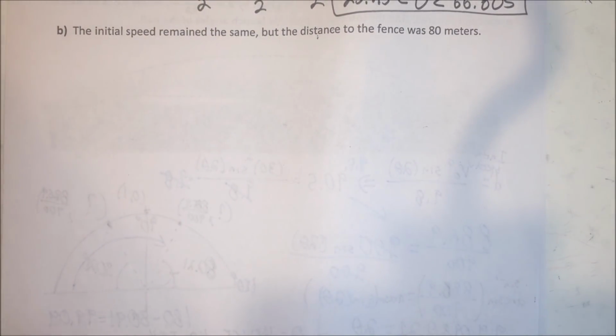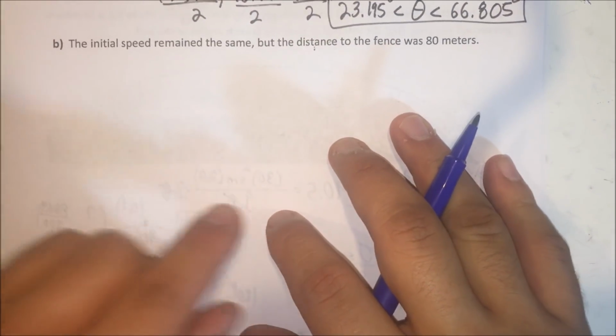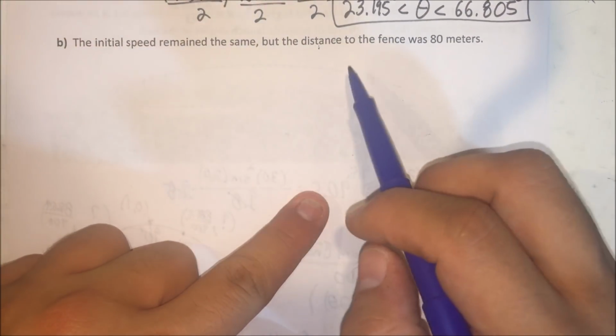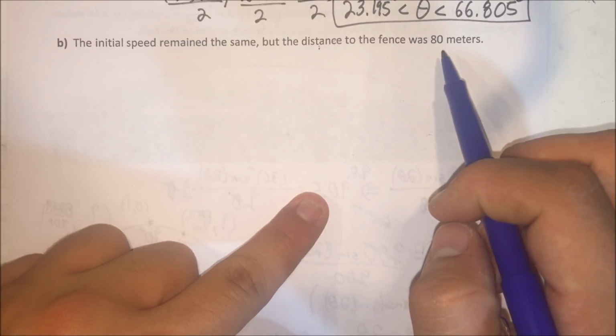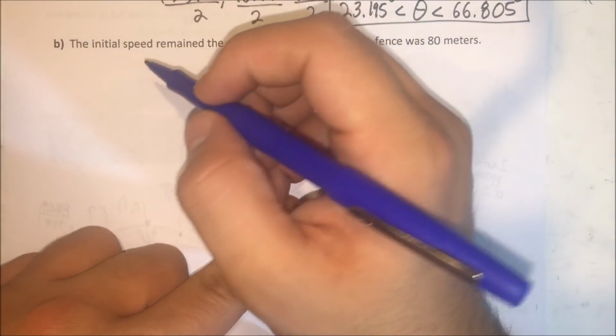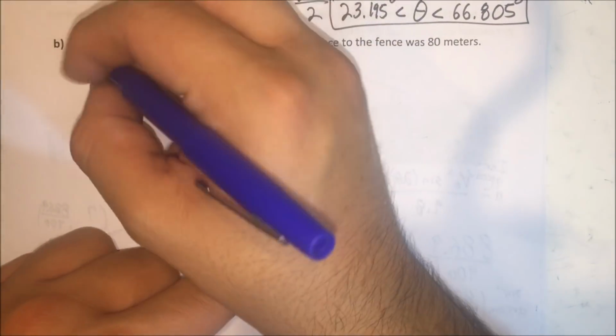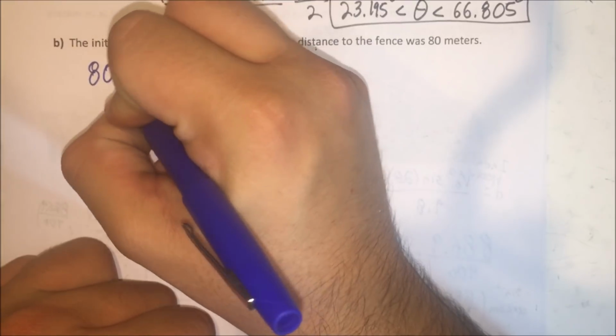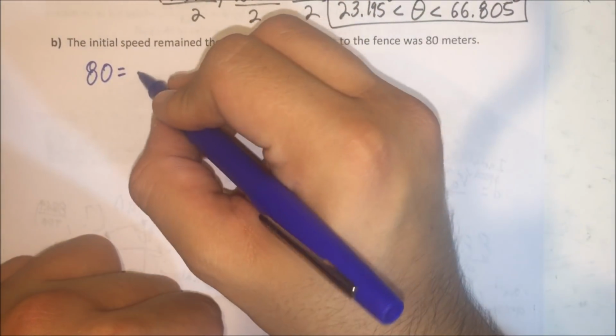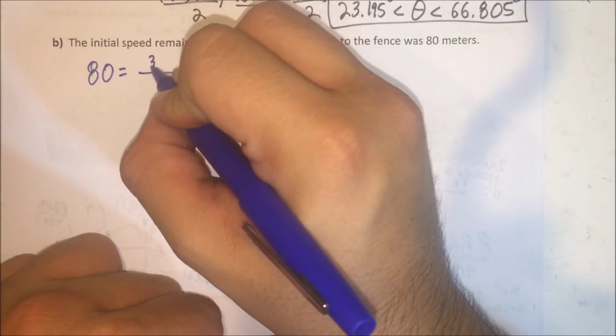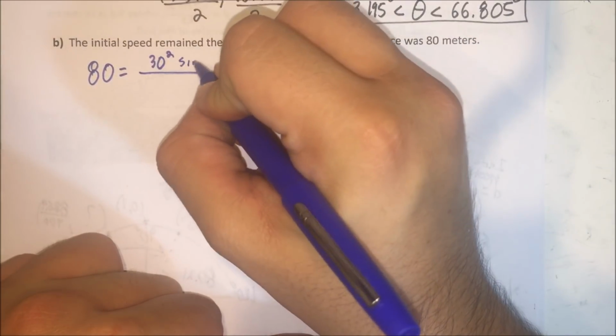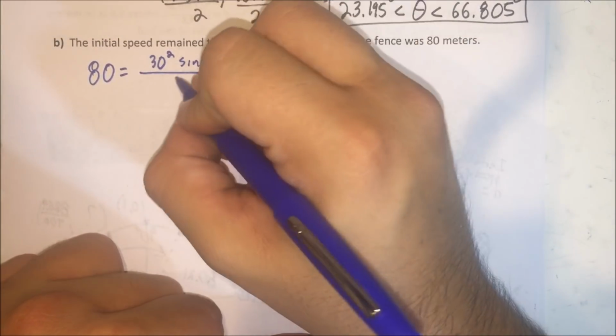So let's go through it together. The initial speed from the original problem is going to remain the same, but the distance is going to move to 80 meters. So the difference between the original problem and this one is we're going to enter an 80 on the left side instead of 90.5. But everything else stays the same as the original. We square 30. We get sine of 2 theta over 9.8.